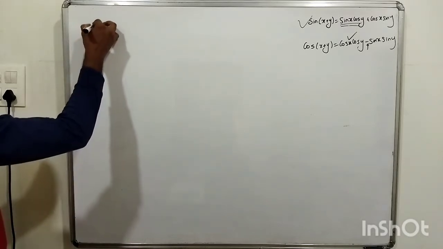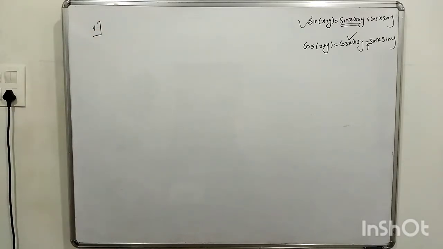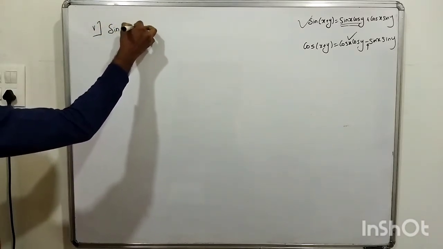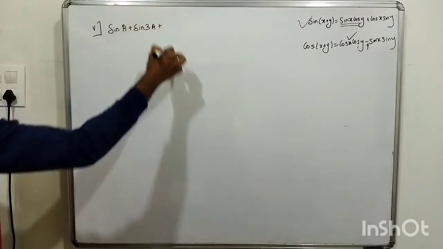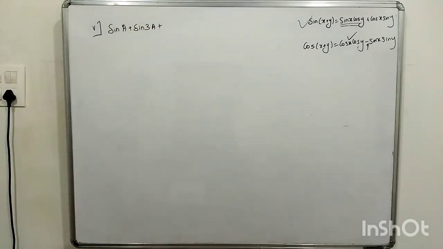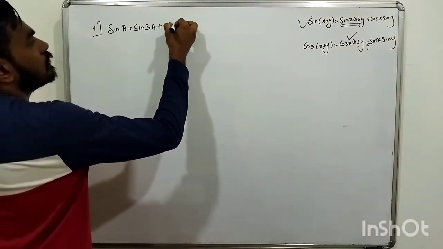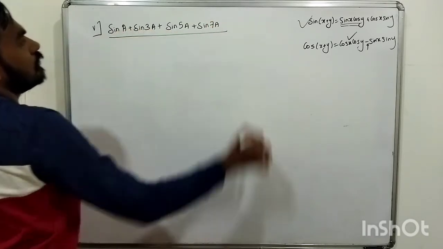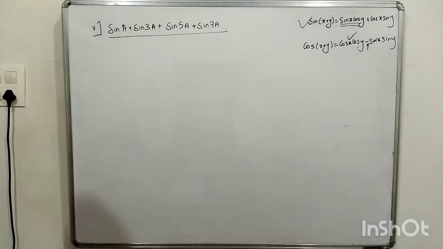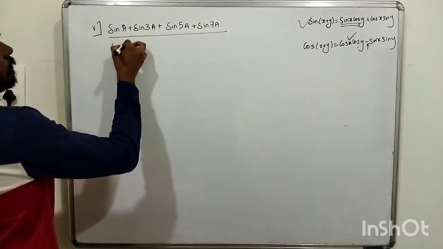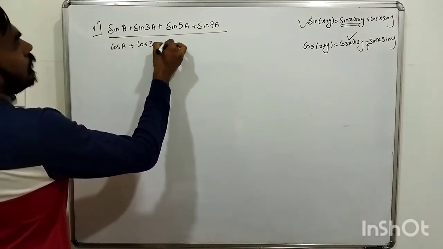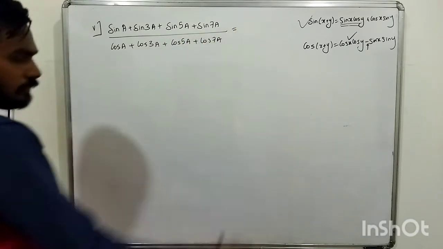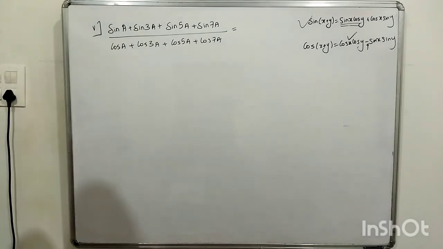Fifth one. (sin A plus sin 3A plus sin 5A plus sin 7A) upon (cos A plus cos 3A plus cos 5A plus cos 7A) is equal to tan 4A. This we have to prove.